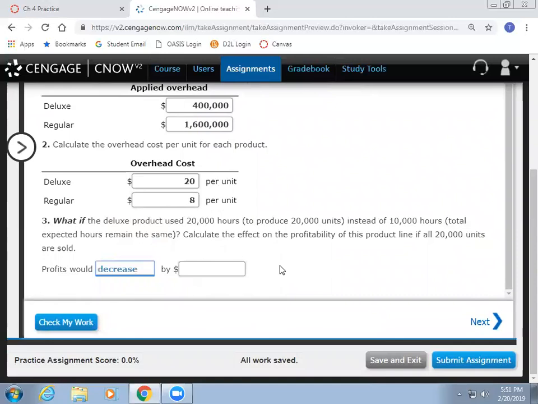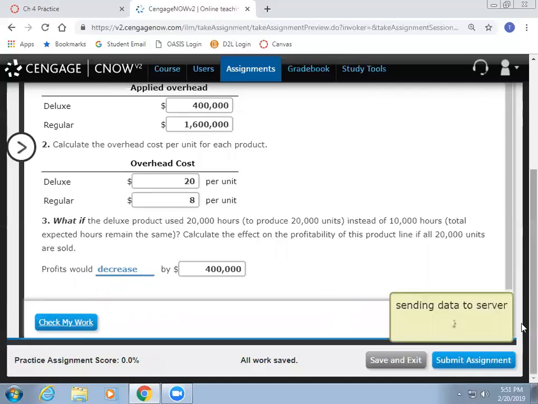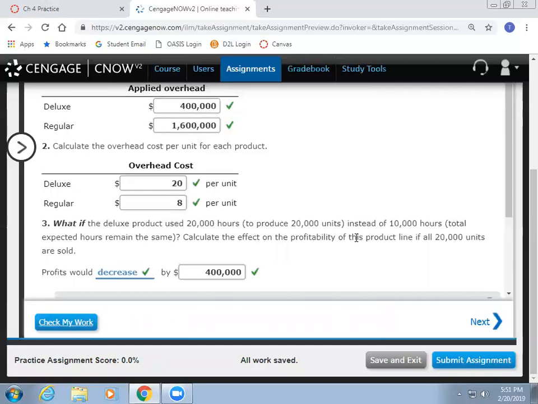And by how much? 400,000. By 400,000. That difference, the 10,000 extra hours of overhead. Any questions on that one? So again, that's kind of a review of managerial, how we applied overhead. So you can check that one. We'll move on to the second one.